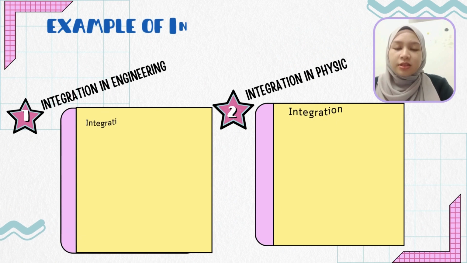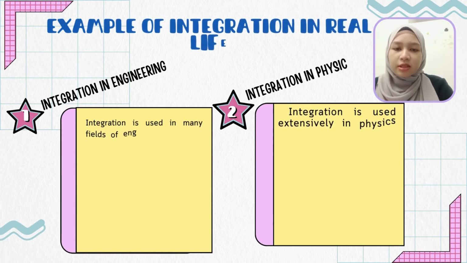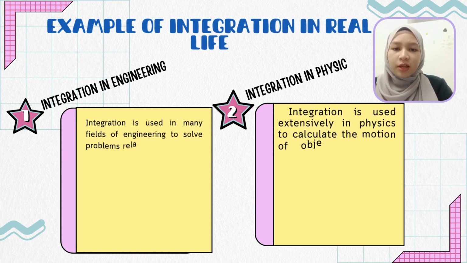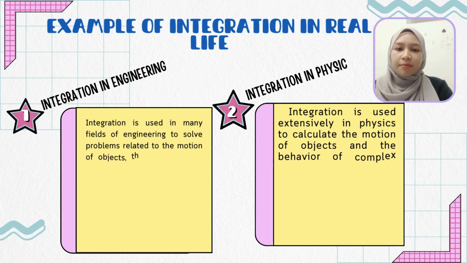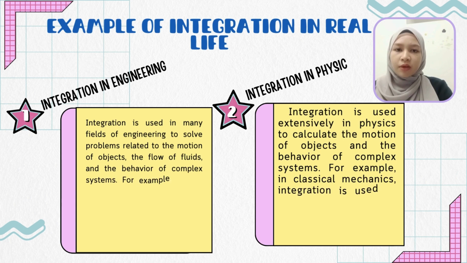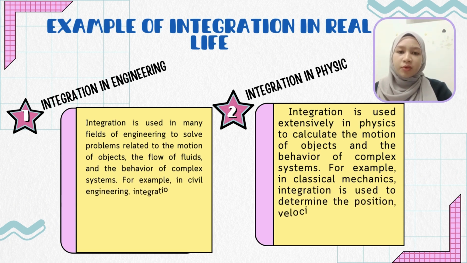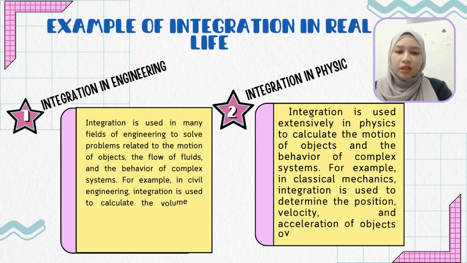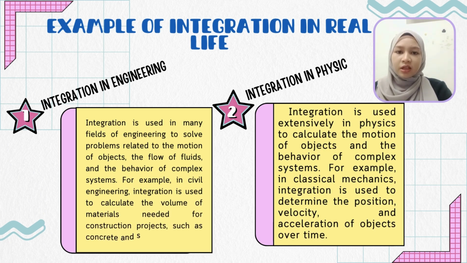Hi, my name is Shasha Rudana and my matric number is F1104. Today, I will explain about example of integration in real life. There are three types of example that I will discuss in this presentation. First, integration in engineering, integration in physics, and calculation of area and volume.